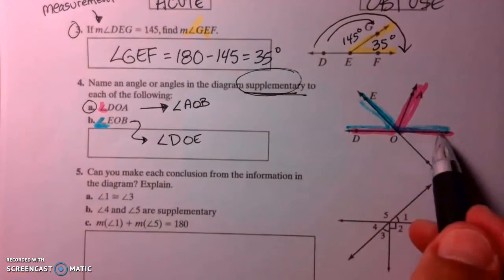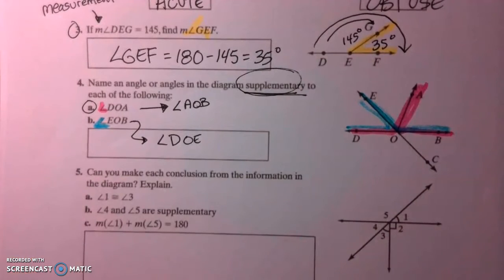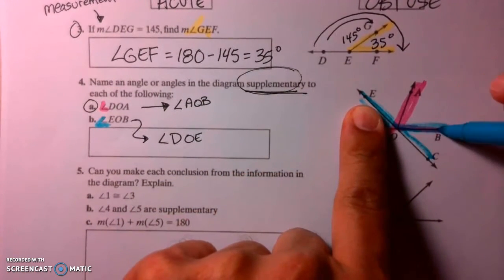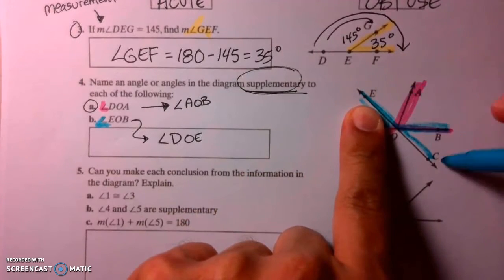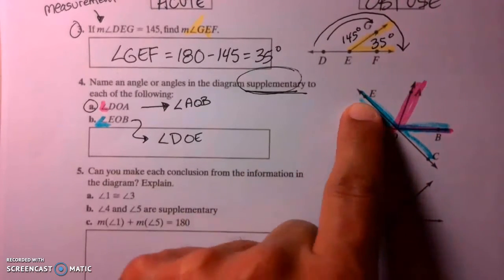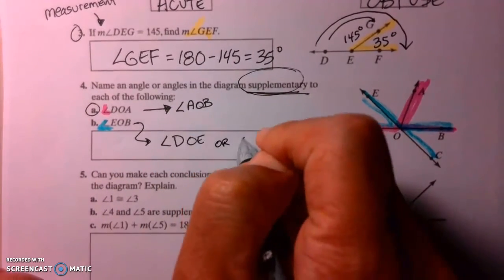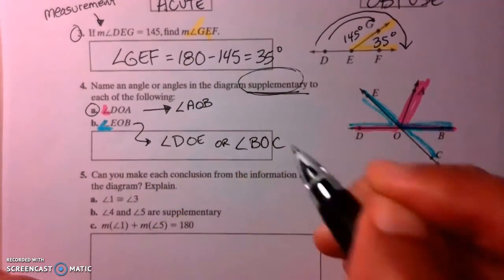Notice your two blue angles form a straight line. Or you can ignore this blue line here and go C to O to B. And notice again you have a 180 degree straight line formed by the two angles. So this could also be angle BOC.